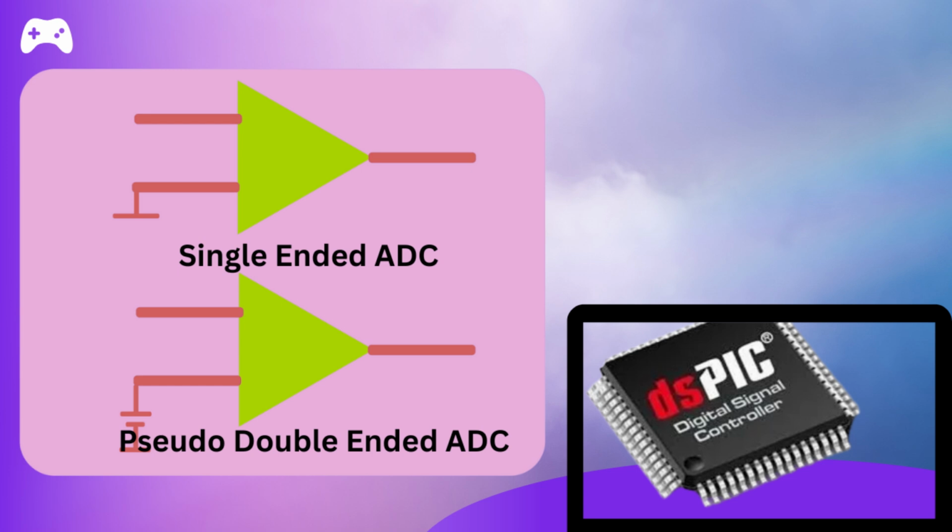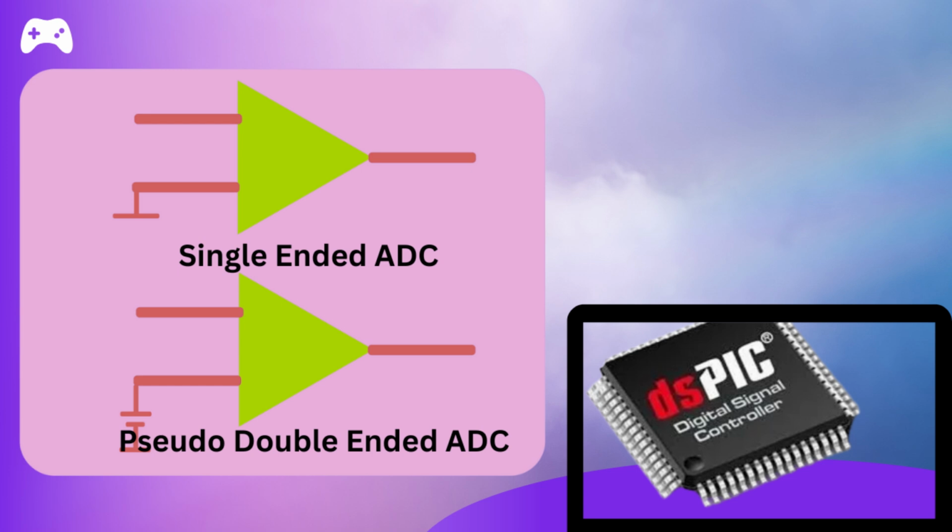Microchip dsPIC ADCs have two features. One is single-ended ADC and another is pseudo double-ended ADC. With single-ended ADC, the input will be grounded and then you can measure with respect to ground; the incoming analog voltage will be measured or digitized with respect to ground voltage. So this is useful for unipolar voltages or DC voltages.